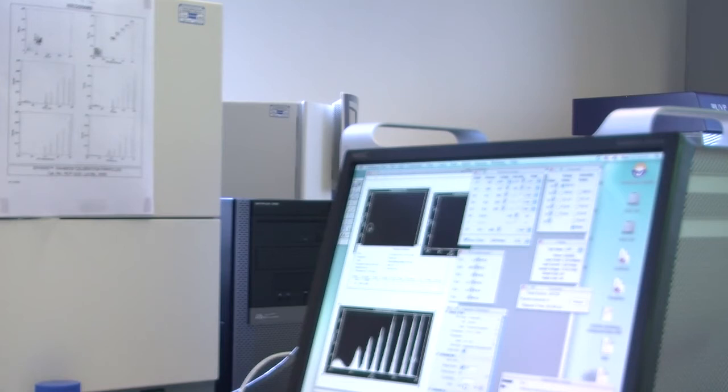So present the graph in your results section, describe the graph in the results section, and afterwards discuss the data in the discussion.